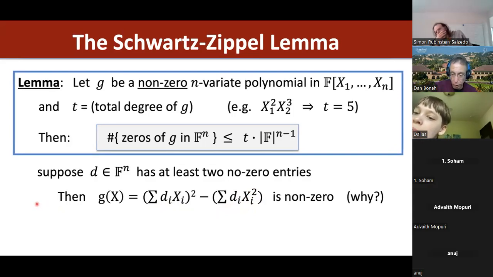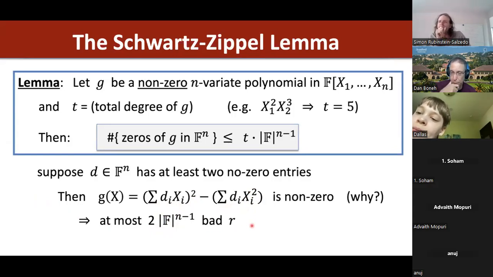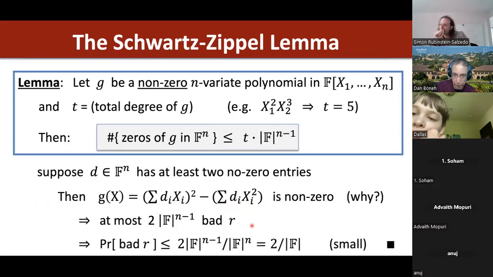You guys got it. Well, if it's not the zero polynomial, the lemma tells us that there are at most, its total degree is 2, so there are at most 2 times f to the n minus 1 solutions. Each solution corresponds to one bad r. That's great, because the probability that we chose a bad r is the number of zeros, 2 f to the n minus 1, divided by the total number of r's, which is f to the n, which is 2 over f, which is exactly what we wanted to prove.